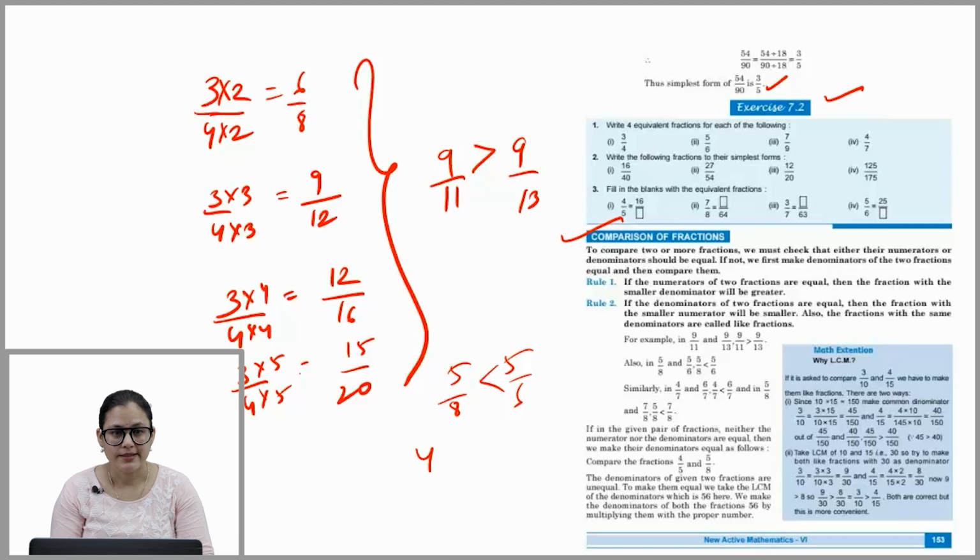4 by 7 and 6 by 7. This time 6 by 7 is greater. Why? Because the denominators are equal.